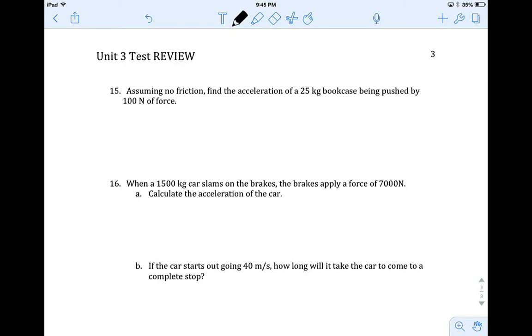All right, so this is page 3 now of the Unit 3 test review. So you should have done 1 and 2. Now we're on to some problems. We're past the multiple choice.